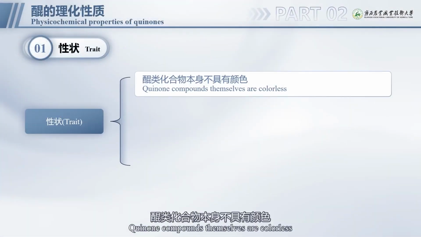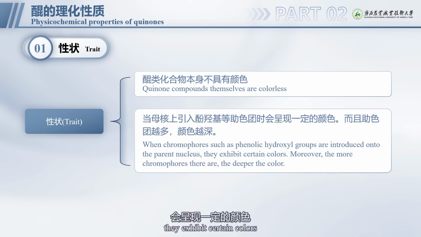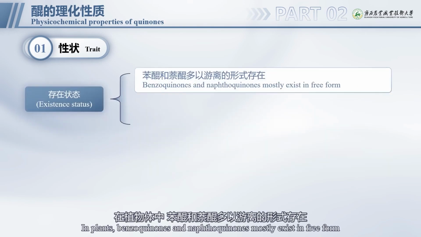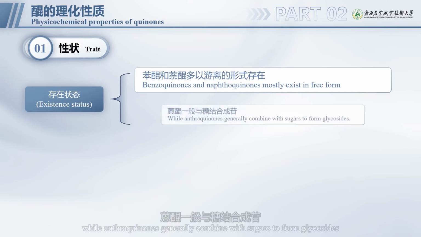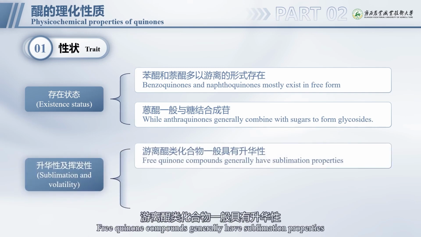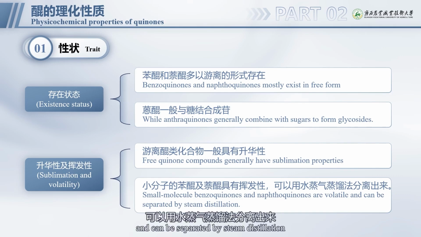Quinone compounds themselves are colorless, but when chromophores such as phenolic hydroxyl groups are introduced onto the parent nucleus, they exhibit certain colors. Moreover, the more chromophores there are, the deeper the color. In plants, benzoquinones and naphthoquinones mostly exist in free form, while anthraquinones generally combine with sugars to form glycosides. Free quinone compounds generally have sublimation properties. Small molecule benzoquinones and naphthoquinones are volatile and can be separated by steam distillation.